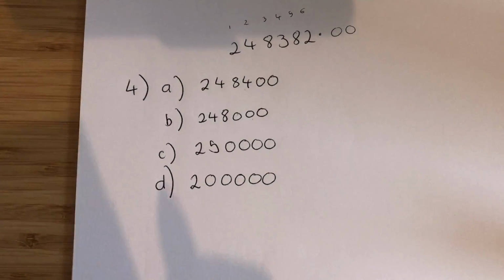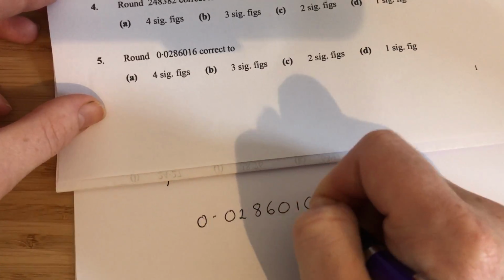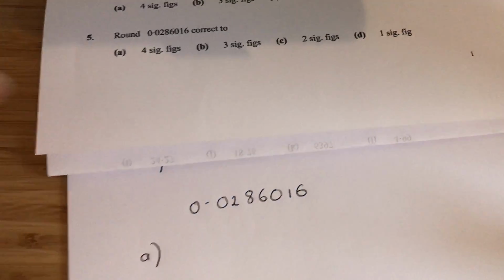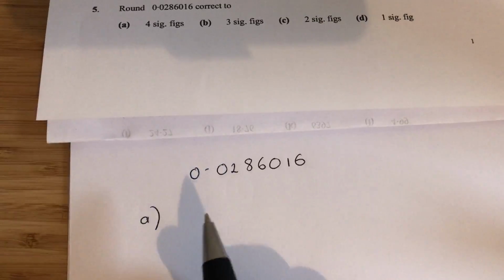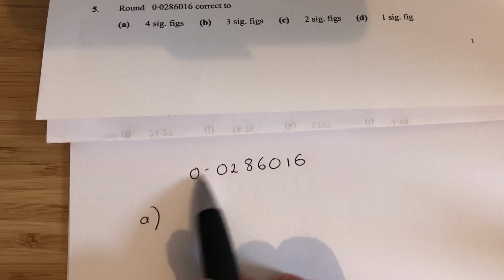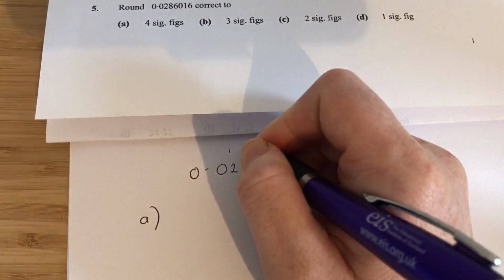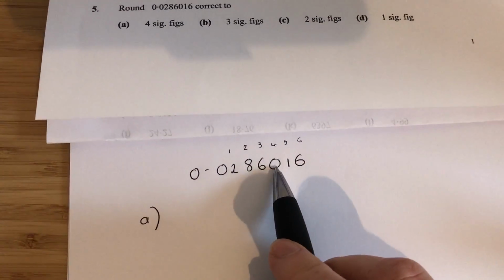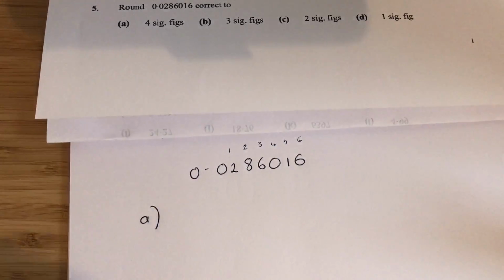All right, other one we're going to do is this one here. So it's a decimal, 0.0286016. We're going to do exactly the same, round it to 4, 3, 2, and 1 significant figure. So when you have a decimal, your first significant figure, I said, starts your first number from the left that isn't a 0. So this isn't significant, and this isn't significant. This 2 is significant, so that's our first significant figure, second, third, fourth, fifth, sixth. And just be careful, that 0, even though it's a 0, it's significant. It doesn't matter. Once you've started, they're all then significant afterwards.